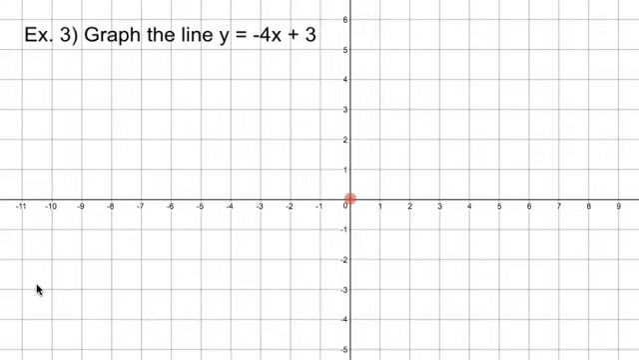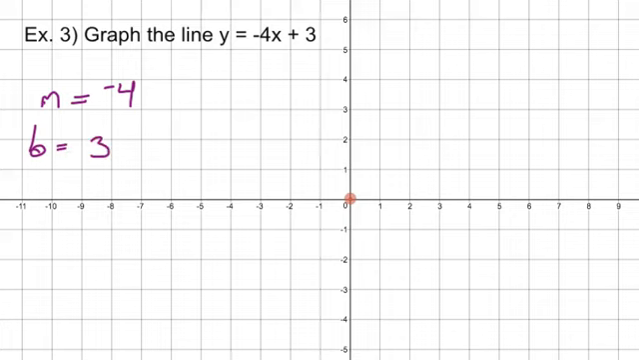Now we are ready to look at graphing from an equation. So in example 3, we have the equation y = -4x + 3. This is an equation in slope-intercept form, y = mx + b. And so we know two things we can find from this. First, we can find our slope just by looking at the equation. It must be -4. We can also find b, our y-intercept, which is going to be 3.